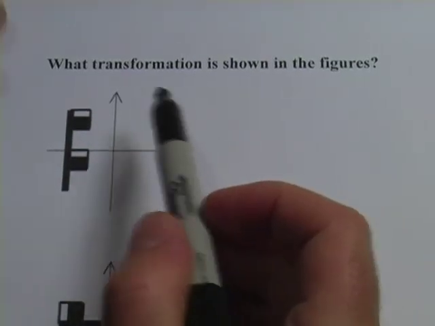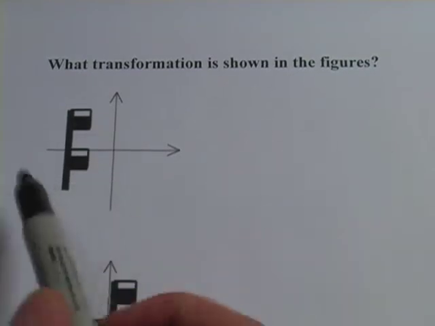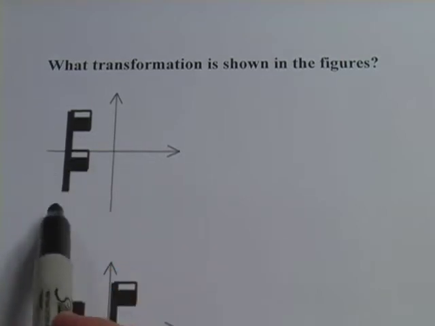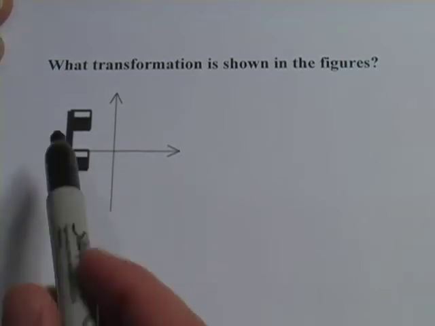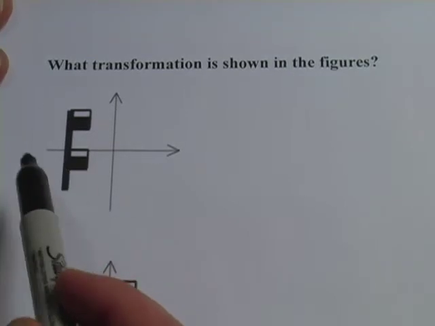This first one says, which transformation is shown in the figures? And we got two figures here. It's a little tough to see because they kind of run into each other. This top flag-shaped piece and this bottom flag-shaped piece. So the question is, how could you get this one to turn into that one? What would you have to do?